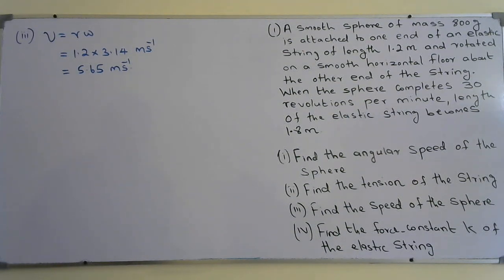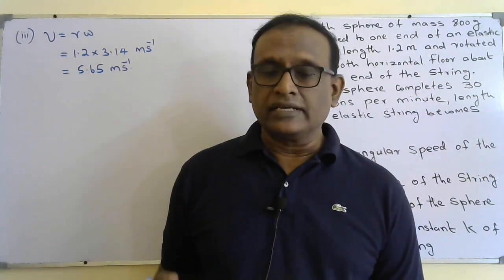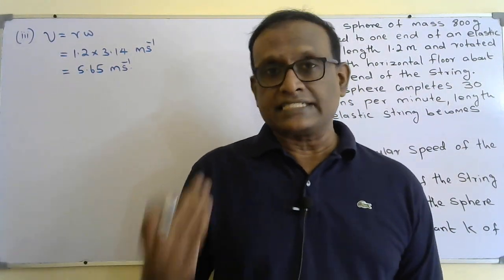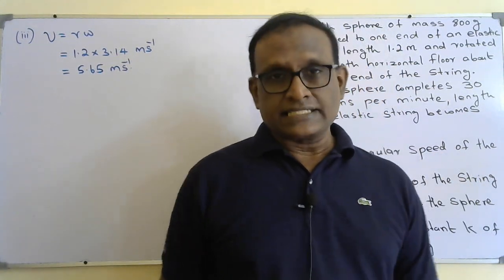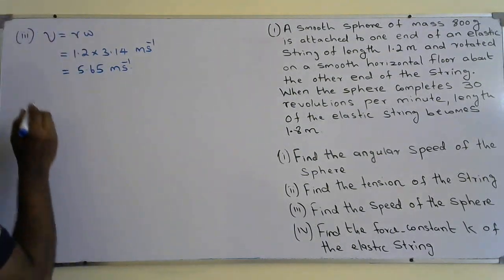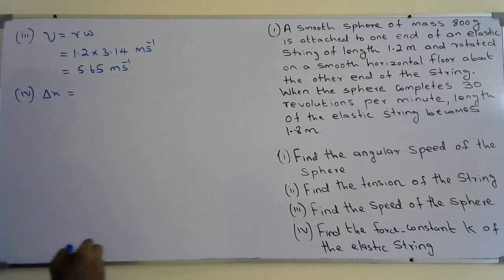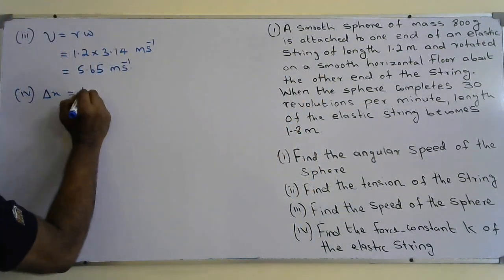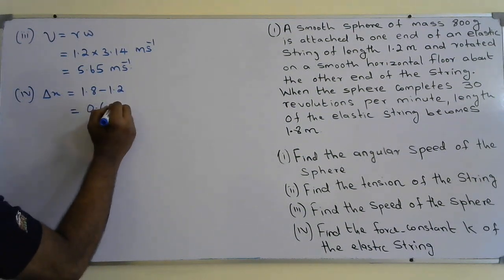Fourth part, find the force constant K. That's by using Hooke's law, because it's an elastic string, so it is extended due to the centrifugal effect. It has a tendency of moving away from the center, which causes the string to extend. So we find the extension: delta x is equal to the final length 1.8 minus the initial 1.2, that is 0.6 meters.